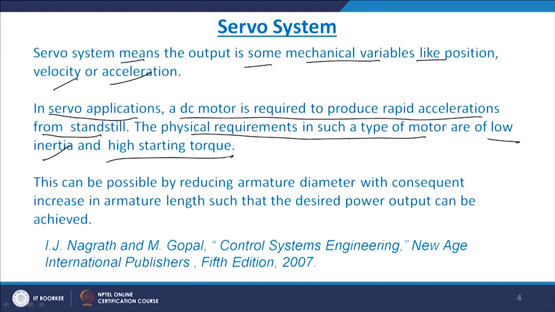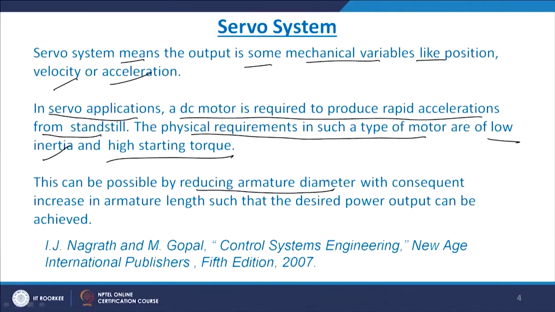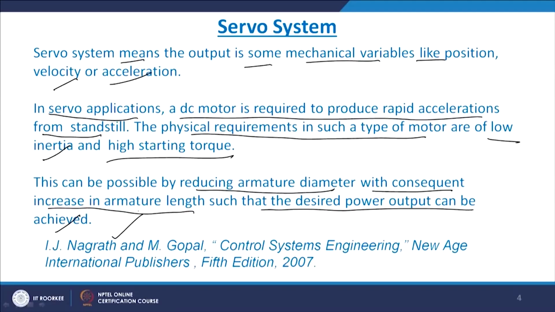Rapid acceleration is possible whenever the inertia is less, and then we get high starting torque. This can be possible by reducing the armature diameter, with a consequent increase in armature length, such that the desired power output can be achieved. So, the desired output can be achieved by reducing the armature diameter, which consequently increases the armature length. You can see this reference.